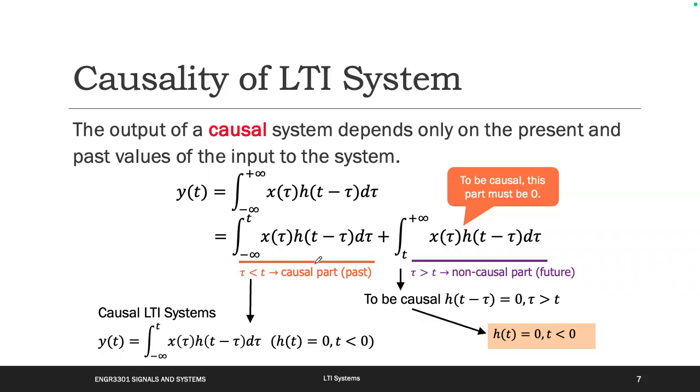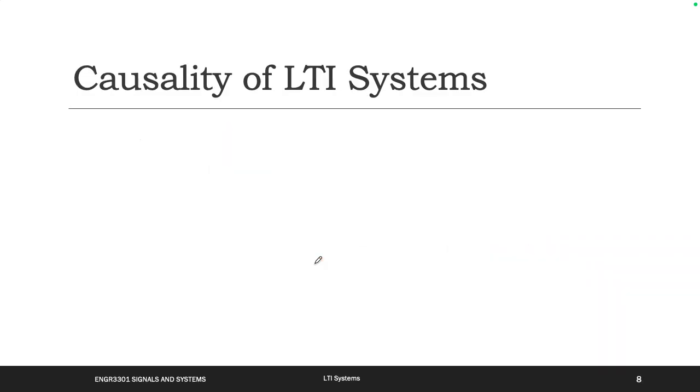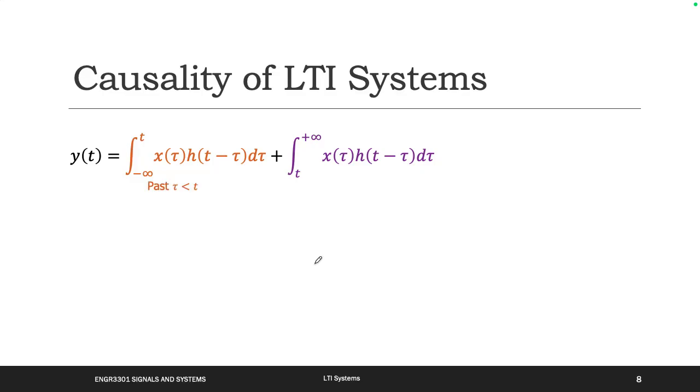Then your causal LTI system, you can represent like this: y(t) equals this one, and you have this condition, h(t) equals 0 when t is smaller than 0. That makes sense to you? Okay, let's analyze the causality of LTI systems more deeply. We can rewrite any LTI system using this equation, am I right? And then you can see this part just involves past signal, tau smaller than t. We call this the causal part.